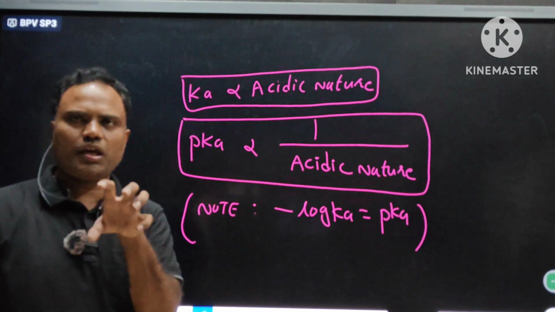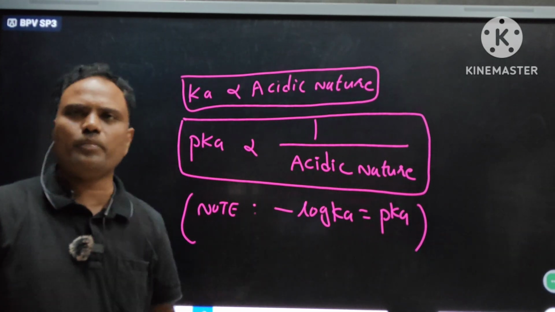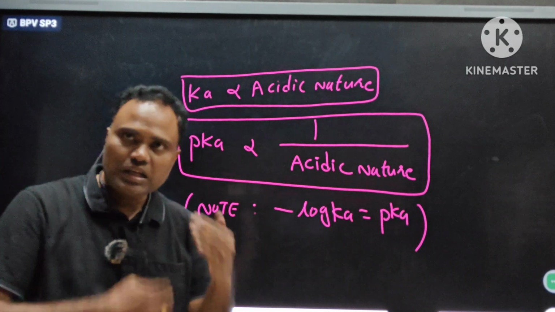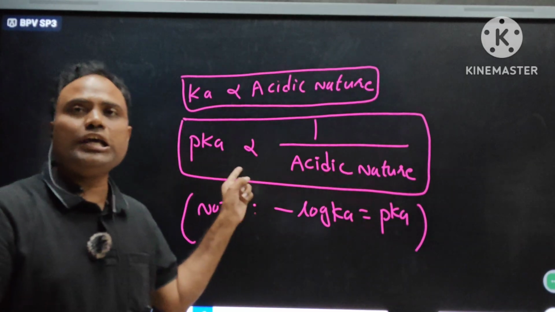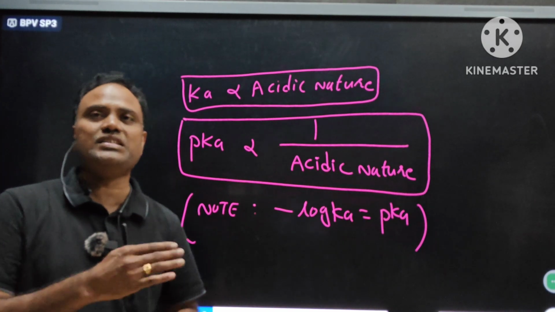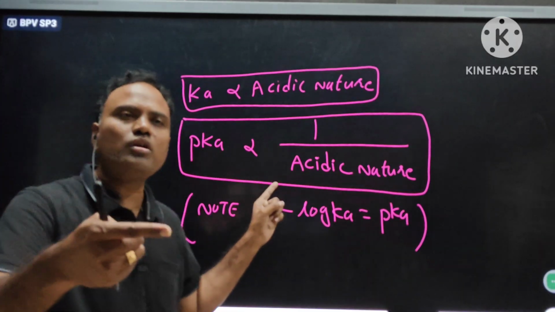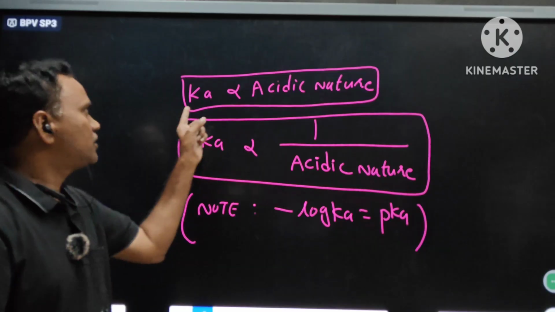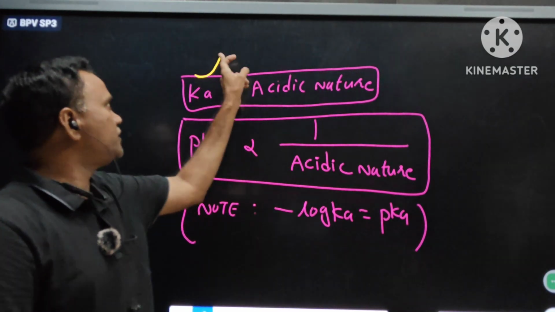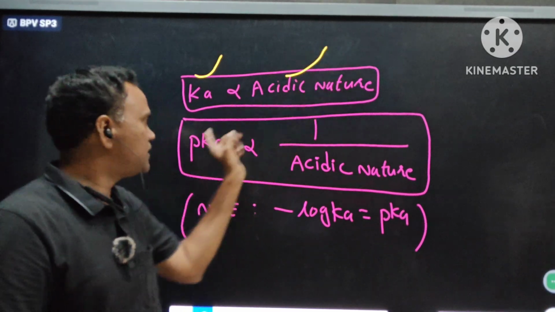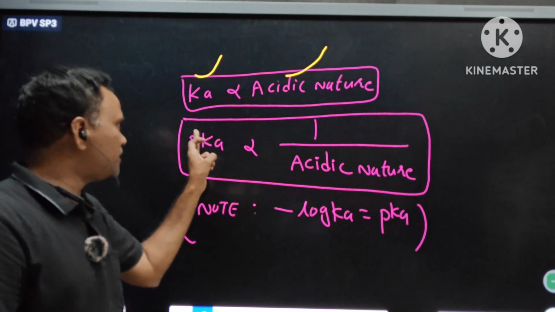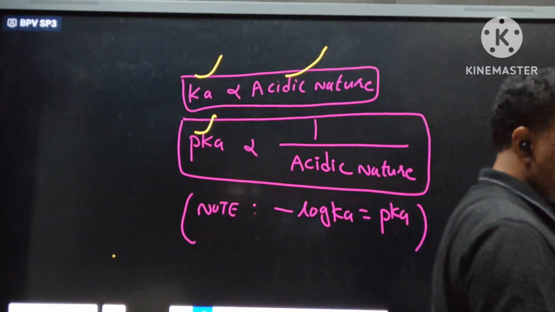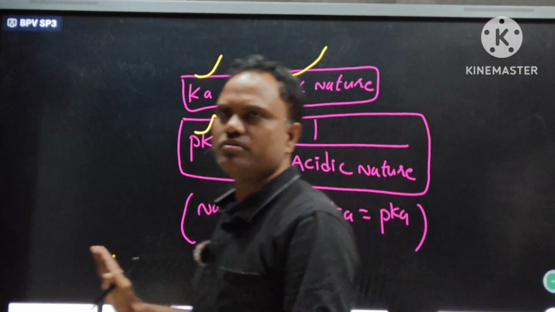Before that I gave Ka values, right? Some 2.4 or 4 point something like that. If the Ka value is more, the acidic nature is more. pKa is inverse, reverse order. If the pKa value is more, the acidic nature is less. Here there is a direct relation: if Ka is more, acidic nature is more. This is an inverse relation: if pKa is more, acidic nature is less. Clear? Just learn the relations.